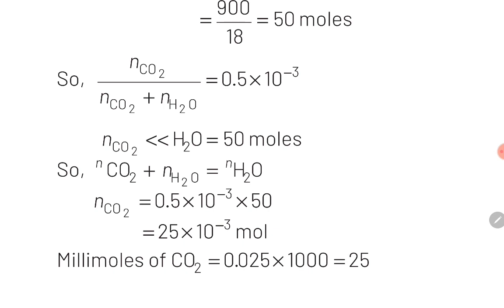अब number of moles of water हमने calculate किया था as 50 moles, so we will substitute that value and on substitution we will obtain number of moles of carbon dioxide as 0.5 into 10 raised to minus 3 into 50, which comes out as 25 into 10 raised to minus 3 moles. अब final answer हमें milli moles में लिखना है, so number of milli moles of carbon dioxide is equal to 25. So guys, with this we have completed this question. Let's move ahead to the next slide.